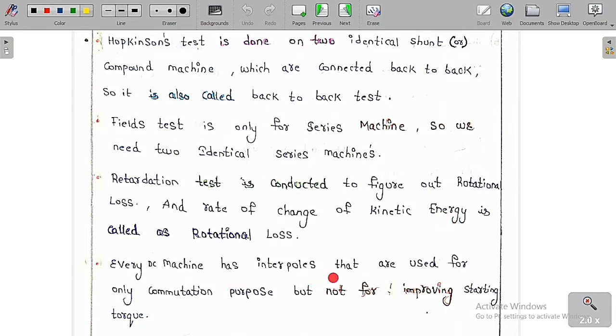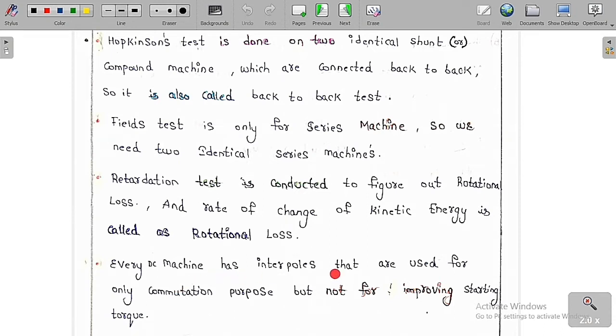Every machine has interpoles that are used only for commutation purposes, but not for improving the starting torque. I already told you, the interpole is only going to improve the commutation, but it doesn't have any effect on improving the starting torque. It will never improve the starting torque. It is only there to improve the commutation process, or it can utilize the cross magnetization under those poles. Under the interpoles, whatever cross magnetization is there, it can utilize it, or it can also improve the commutation. These are the only two things that can be done by the interpoles, not improving the starting torque.